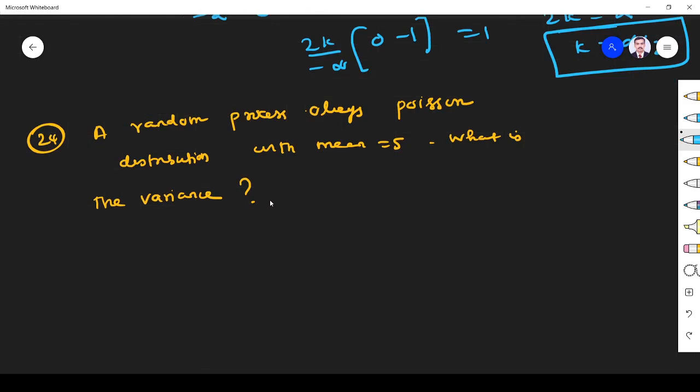Next, a random process obeys Poisson distribution with the mean equal to 5. What is the variance? They have given Poisson distribution. So for Poisson distribution, mean is equal to variance. So variance is equal to 5.